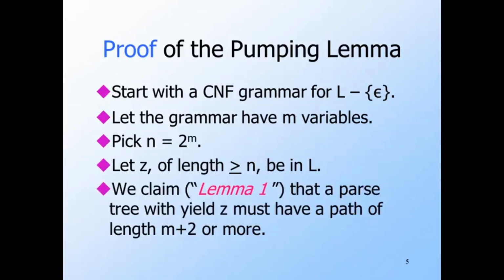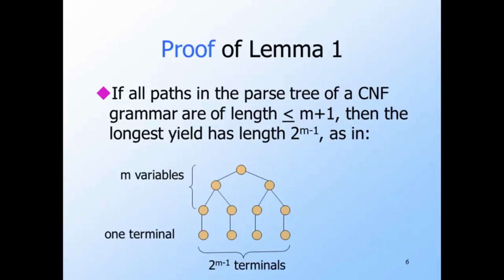We're going to prove first that any parse tree in a CNF grammar for a string z of length at least n equals 2^m must have a path of length m plus 2 or more from the root to a leaf. We'll actually prove the contrapositive. That is, suppose there is a parse tree for z with no path longer than m plus 1. Such a path has m nodes labeled by variables at the top, or the beginning, and one node labeled by a terminal at the end. That is, here is a typical path. It will have variables here, here, and here, and then a terminal there.